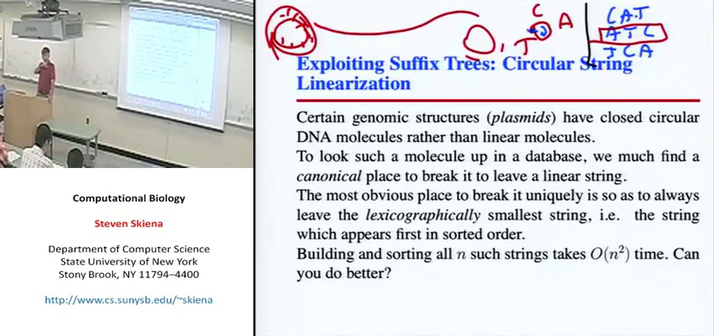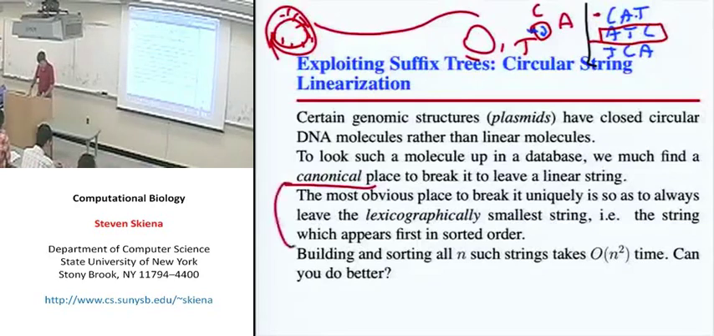Without an agreement like that, the other guy might pick CAT. Maybe he likes cats. Okay? Questions? So there's a problem here that I want to recognize as an algorithm problem. Given a circular string, find a canonical place to break it to leave it as a linear string. Okay?